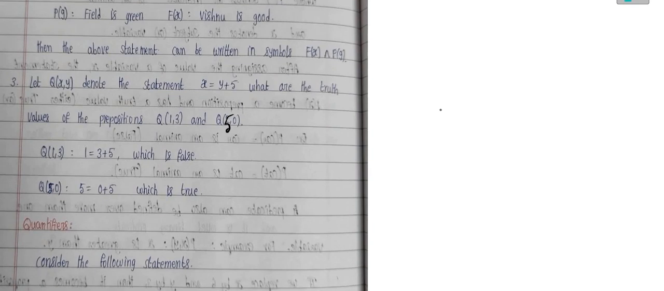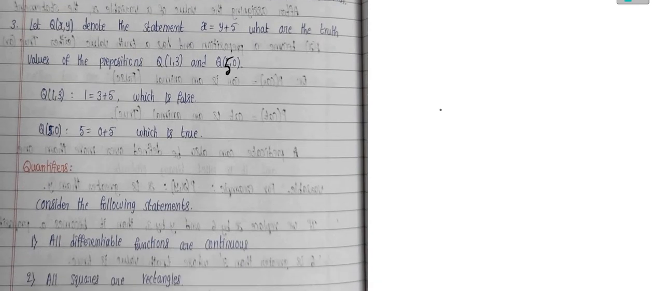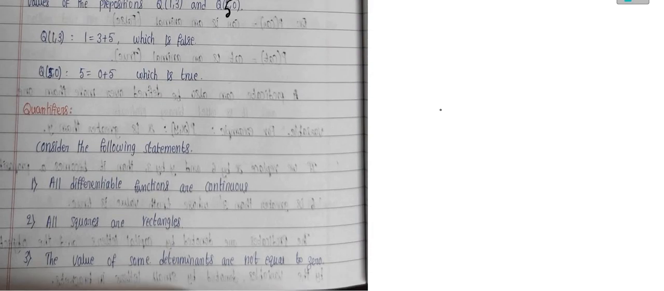Next, we move on to quantifiers. Consider the following statements. First, all differentiable functions are continuous functions. All squares are rectangles. The values of some determinants are not equal to 0. For every natural number x, x square is also a natural number. There exists a real number whose square is equal to itself.